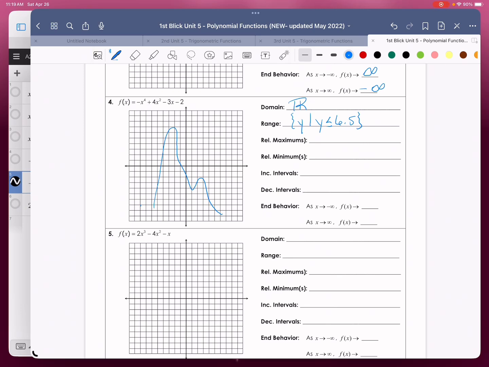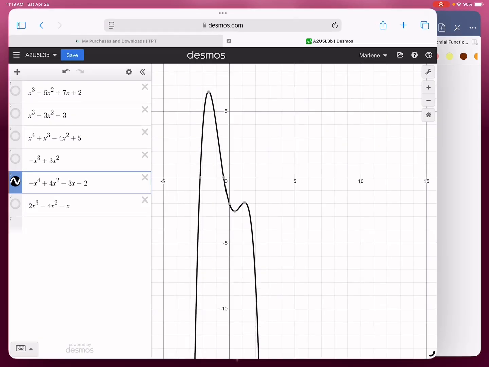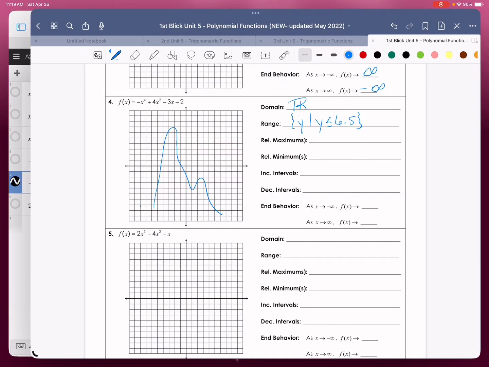All right, maximums and minimums. When I look at my graph over here, I've got 2 maximums and 1 minimum. So let me keep that in mind. And my first maximum is the point negative 1.6 and 6.5. That will be close enough. So I'm going to put negative 1.6 and positive 6.5.